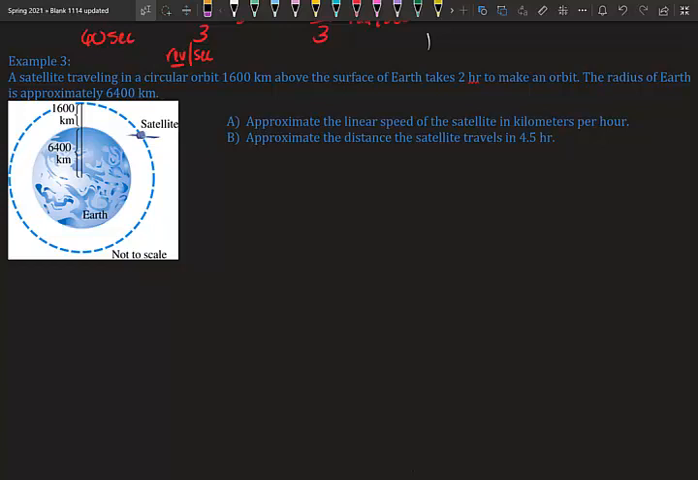So the first thing we need to do is find the radius from Earth to the satellite. So Earth to the satellite, that's this right here, because that's what we're talking about orbiting, is the satellite. So the radius is 1,600 plus 6,400, which is 8,000 kilometers. So now we have our radius from the center of the Earth to the satellite.